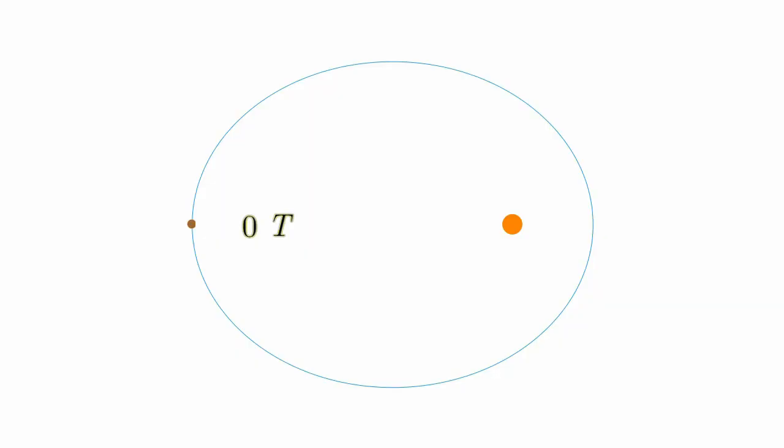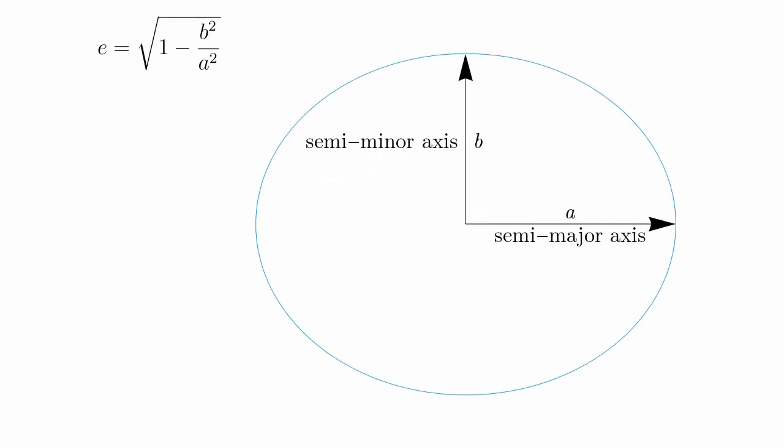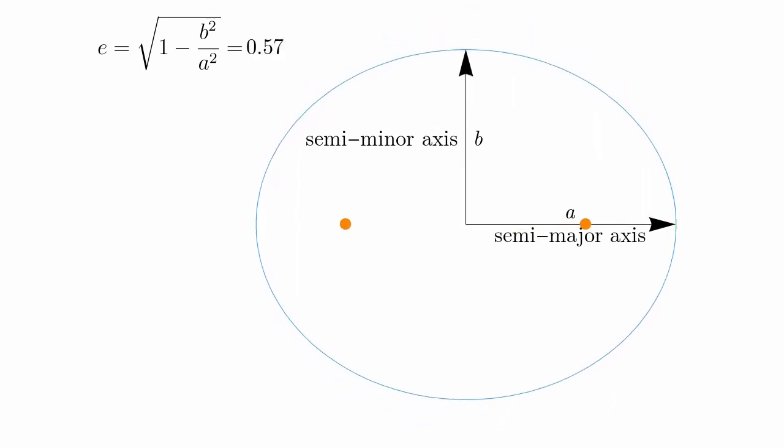Lastly, the law of periods states that the square of the period of any planet is proportional to the cube of the semi-major axis of its orbit. In order to derive Kepler's third law, we must consider the eccentricity of ellipses. Eccentricity is a measure of how much a conic section deviates from a circle. For ellipses, eccentricity has a value between 0 and 1.